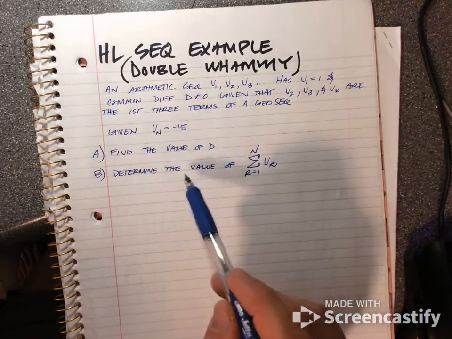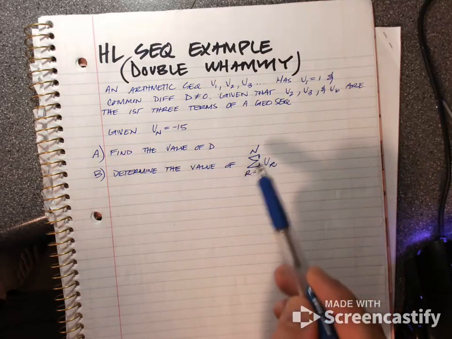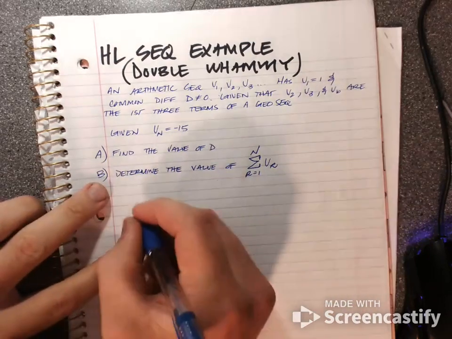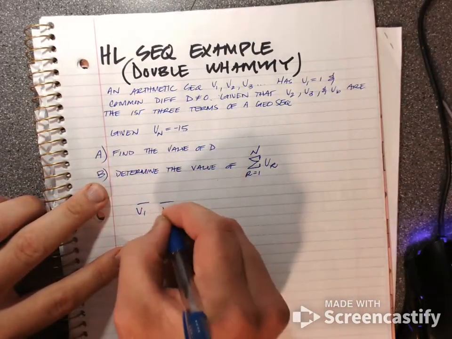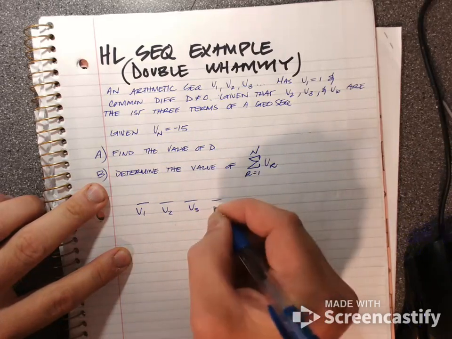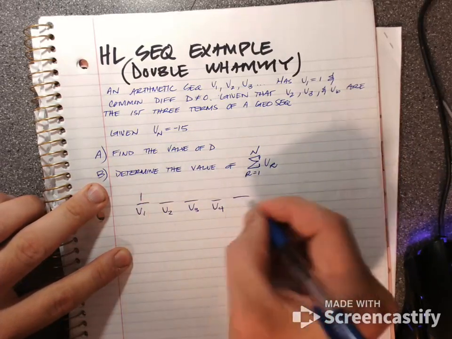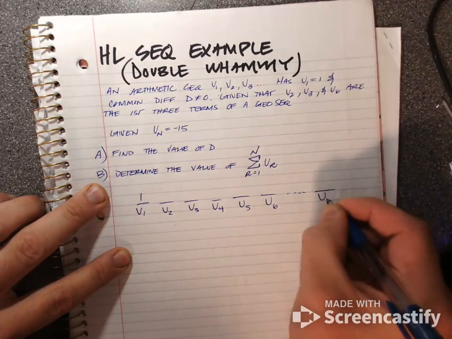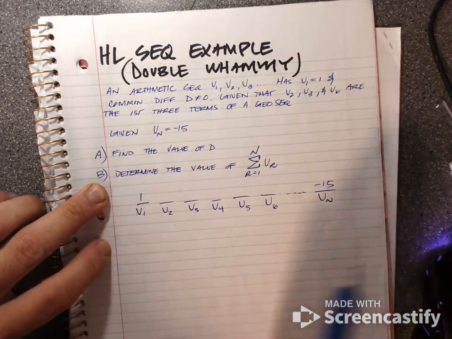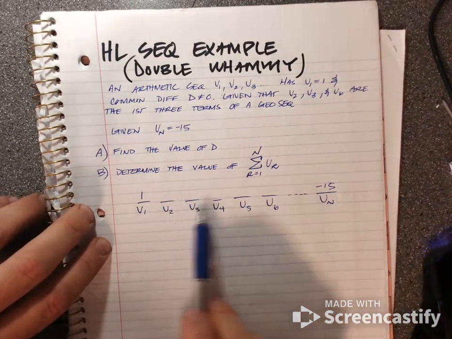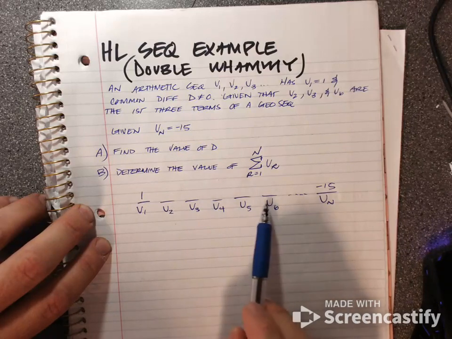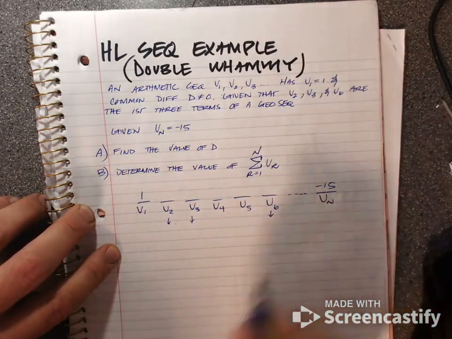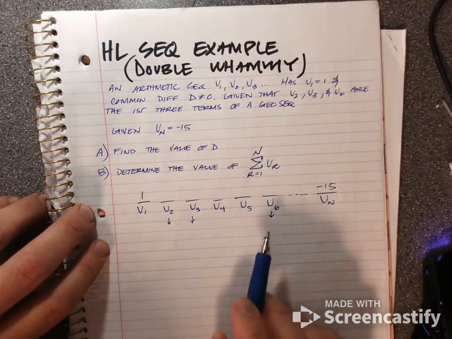The goal is to find the value of D and then to evaluate the value of this symbol here. Start with part A and try to make sense of this information. So we have U1, U2, U3, U4. So this is 1, 5, U6, UN is negative 15. Okay, so U1, U2, U3. Now, if we take U2, U3, and U6, they form another pattern that's geometric.